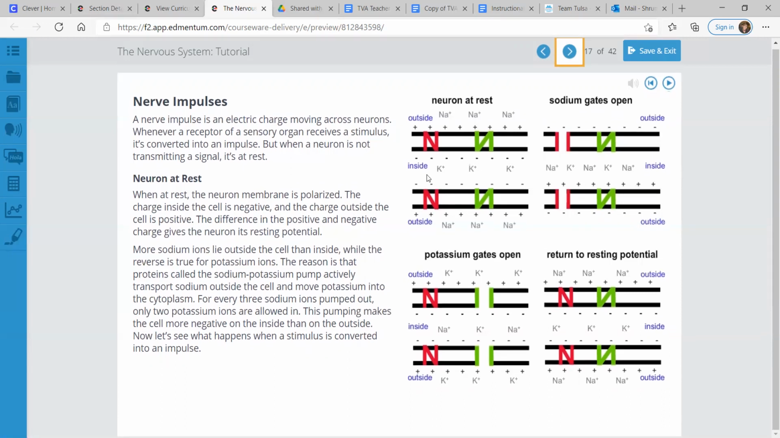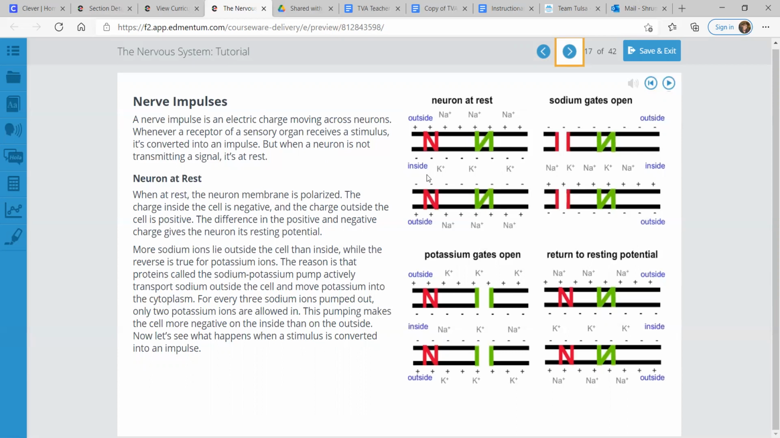So first, neuron at rest. If it's at rest, the neuron membrane is polarized. The charge inside the cell is negative, and the charge outside the cell is positive. The difference in the positive and negative charge gives the neuron its resting potential.